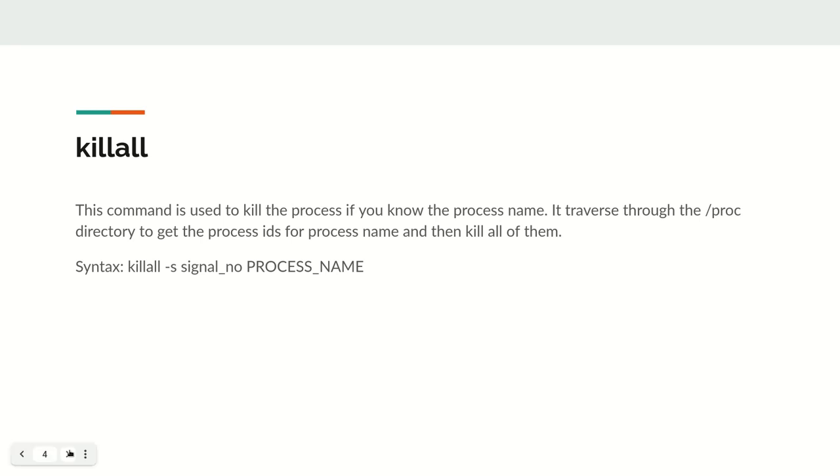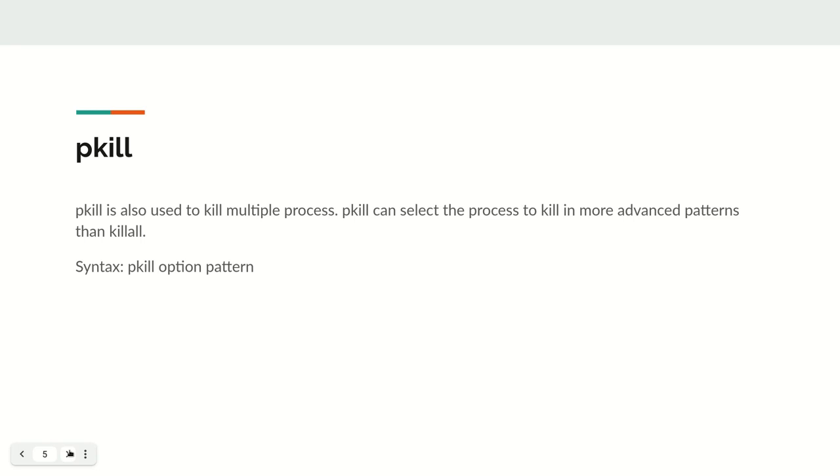Let's move to the pkill command. It also executes the kill system call behind the scenes, but it has a more advanced way to find the process that it wants to kill. You can pass a pattern to find the process to kill. Syntax is pkill space options space pattern. Let us execute these commands and see how they work.